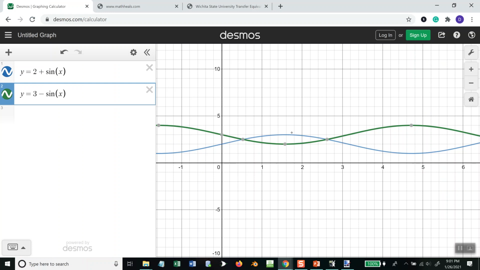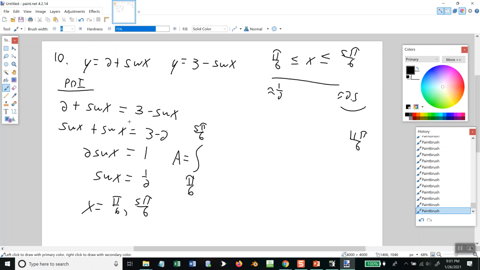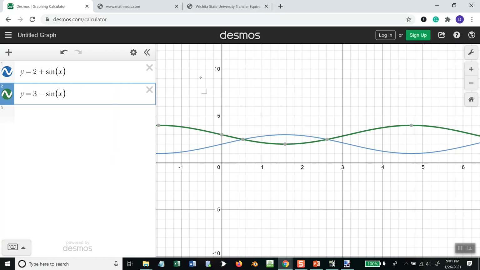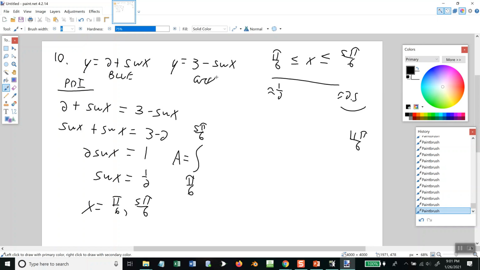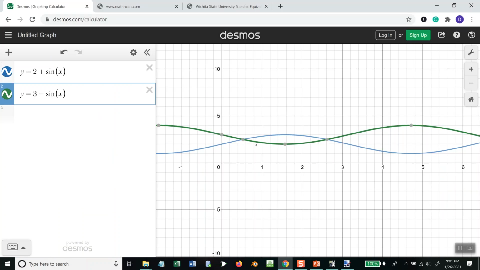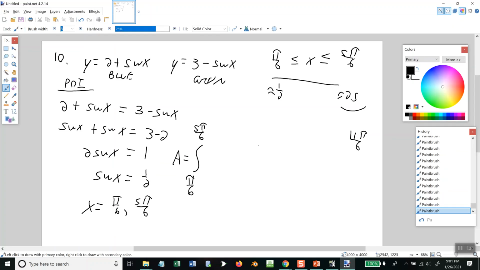Okay, my blue, which is, let's see, this one, 2 plus sine x. This is blue. And this one is my green. Okay, so my blue is above. So I'm going to have 2 plus sine x minus 3 minus sine x dx.